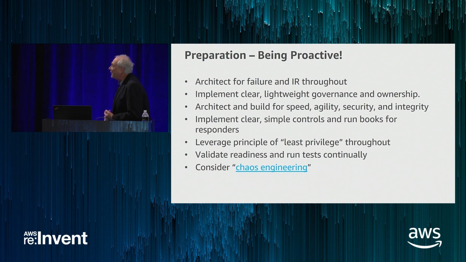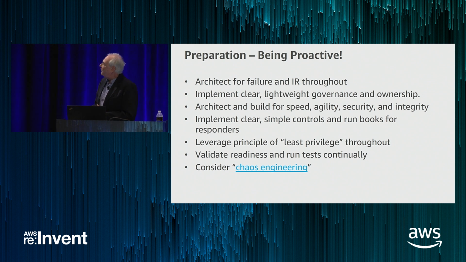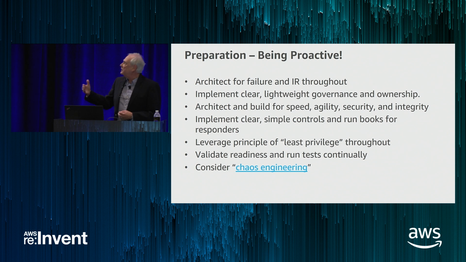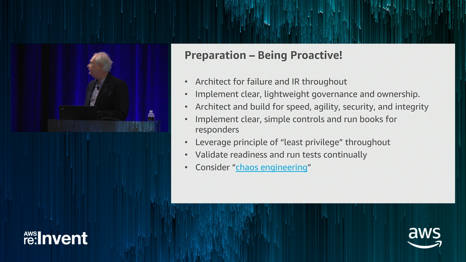Clear, simple controls and runbooks are a natural result of that kind of approach. Once you know the architecture has been tagged, your assets are defined, and you have that line of sight back to the business, you can implement very clear, simple, easy-to-execute runbooks for your responders. You can also implement identity and access management policies that apply the least privilege principle throughout, minimizing the accidents that could occur and being able to identify, should an incident recur, where those particular privileges are valid and not valid.